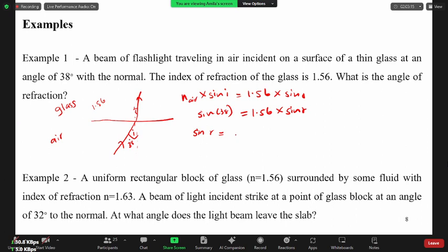So it will be sine 38 divided by 1.56, nearly 0.3947. So R equals sine inverse of 0.3947. Nearly it is 23.25 degrees. Right. So now try example 2. This one. Try this one.